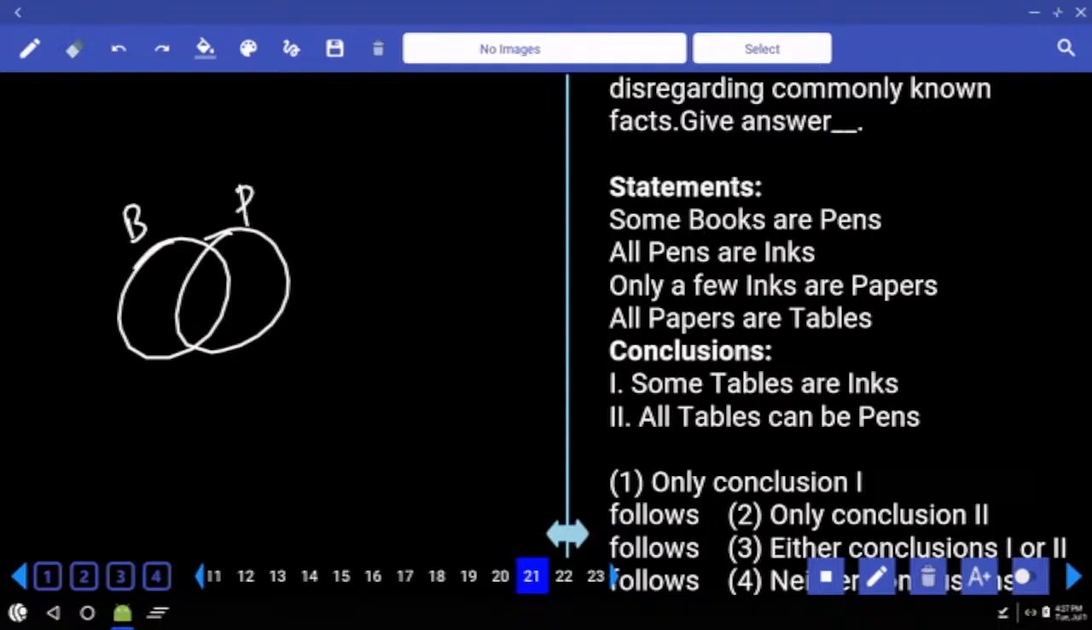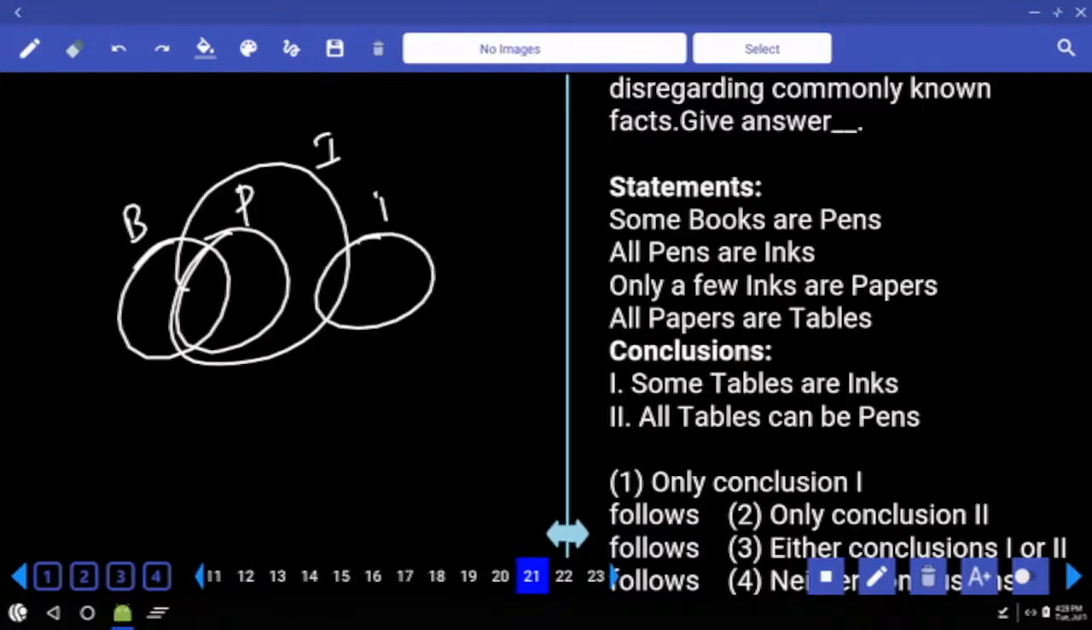And the next one, all pens are what? This entire pen is a part of ink. And only a few ink are papers. Now some ink are papers but not all. And the next one, all papers are tables. Now this entire paper is a part of our table. Then some tables are ink, that is definitely true.